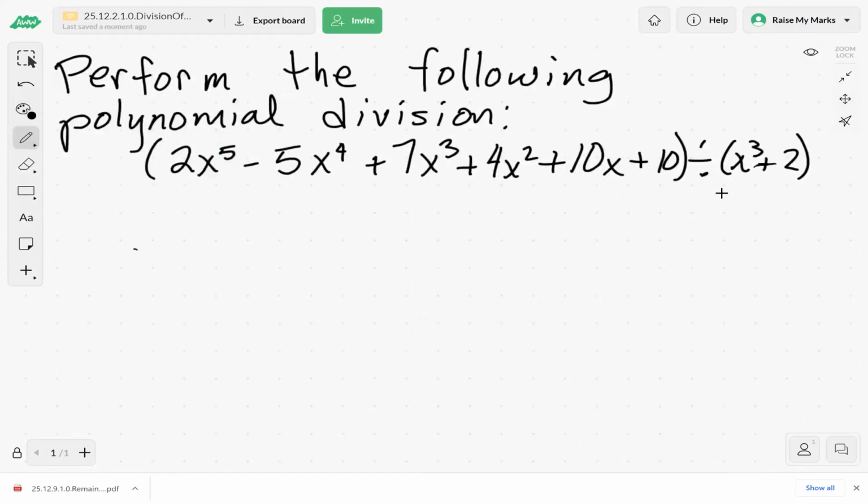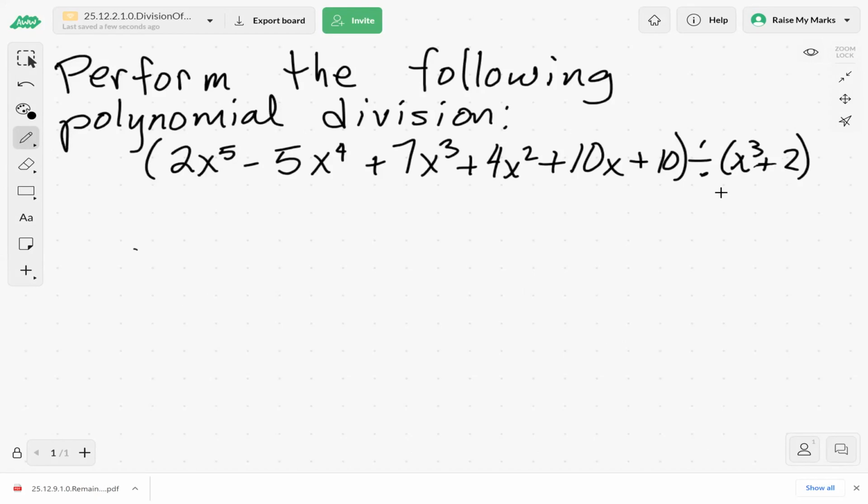So what are we given? We're given 2x to the power 5 minus 5x to the power 4 plus 7x cubed plus 4x squared plus 10x plus 10, and we want to divide all of that by x cubed plus 2. All right, so how do we do this?